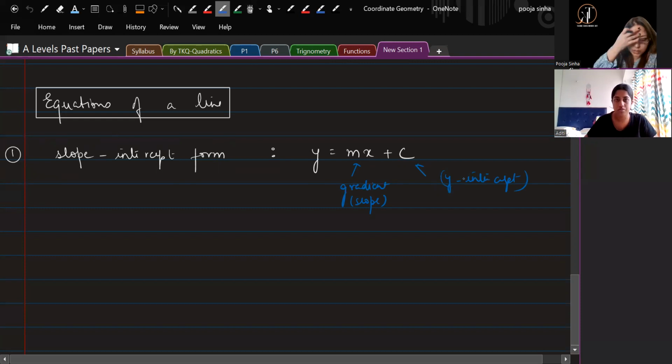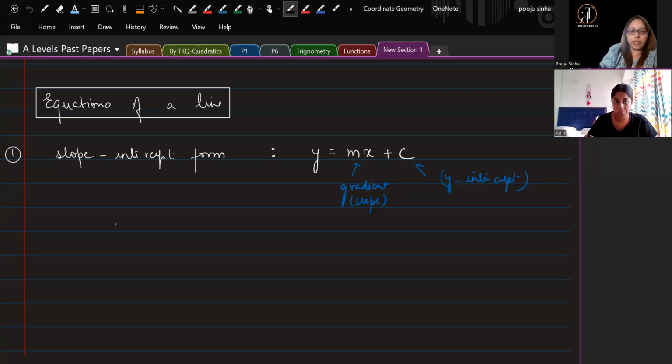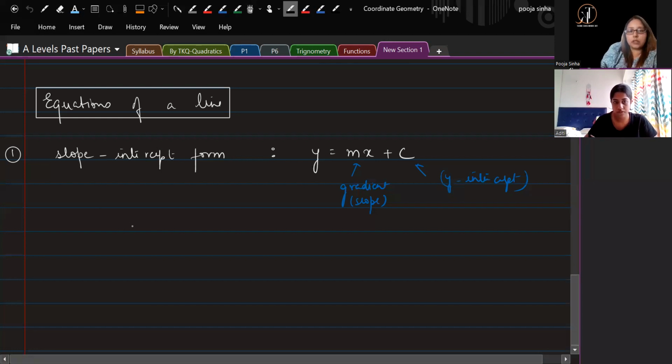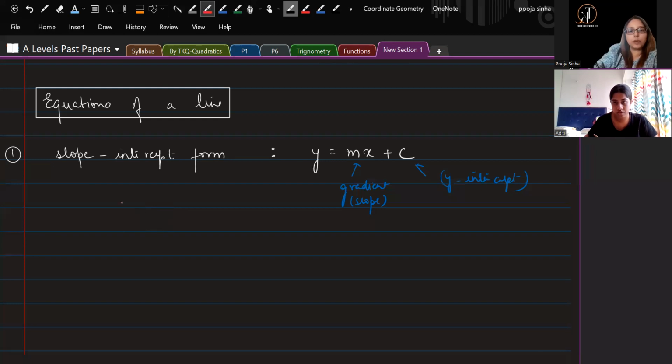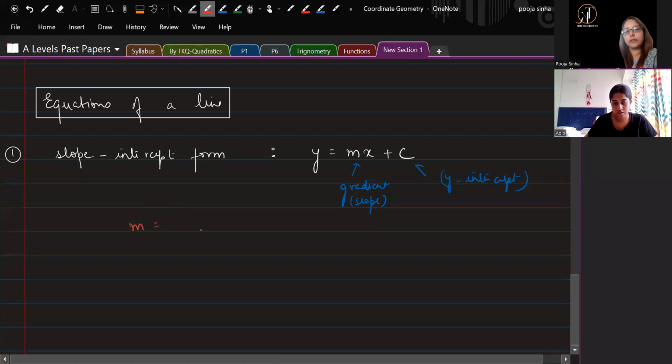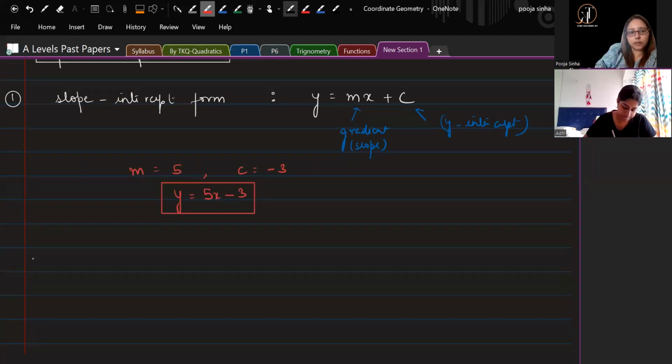So if I have a question: find the equation of a line in which the slope is equal to 5 and the y-intercept is -3, then what is your answer? What is the equation? It is y is equal to 5x minus 3. Okay, clear? That is your slope intercept form. Let's move on to the next form.